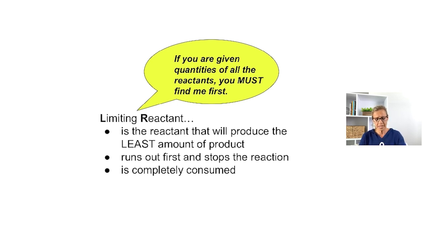I want you to think in terms of the one that runs out first. Have you ever been making peanut butter and jelly, and you're not going to have exactly the right amount of peanut butter and jelly to make sandwiches? One is going to run out before the other. That's the limiting reactant. It will be completely consumed in a reaction. There will be another reactant probably left over. So the limiting reactant is the one that will produce the least amount of products.